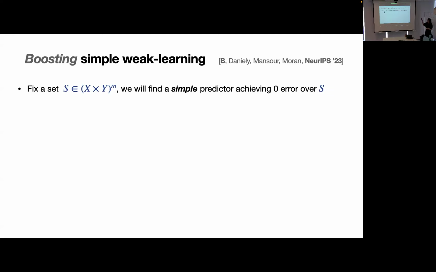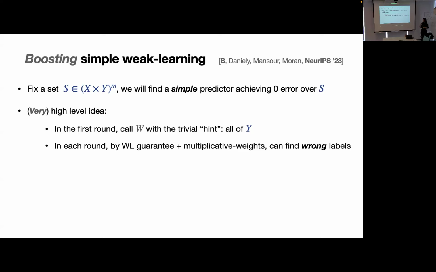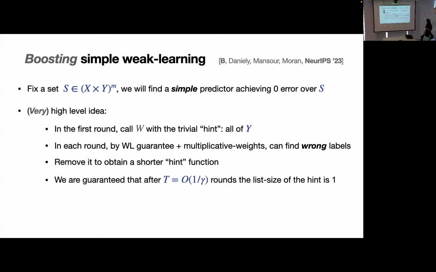Good, thank you. Okay, so then we're able to show, and I'm using this as a black box here, that we can use the weak learning guarantee plus the multiplicative weight algorithm. And we prove that we can identify some wrong labels, so labels for each data point that are definitely not the right answer. Once we identify those, we remove them. By removing them, we shorten the hints, so we constructed a better hint function. We again repeat this. So we have a shorter list, we feed it to the weak learner, we find more wrong labels, and so on and so forth. Eventually, we're able to reach a hint size, a list size of exactly 1. Once we have a hint size of exactly 1, that's already a classifier, and we're done.